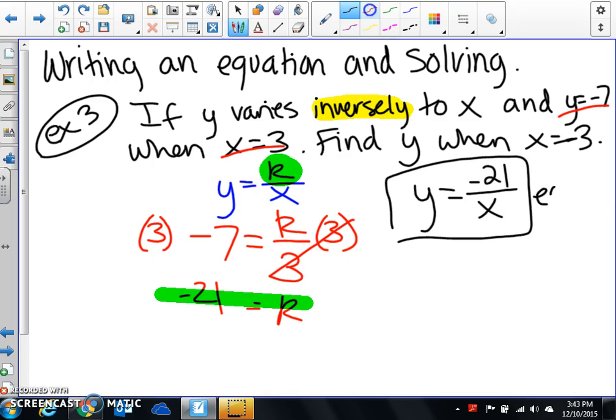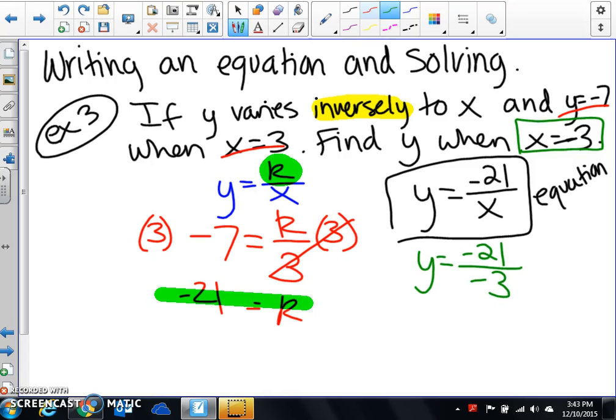That's my equation. Now what it asked me for was what is y when x is -3? So I just plug in y equals -21 over -3. 2 negatives is a positive. 21 divided by 3 is 7.